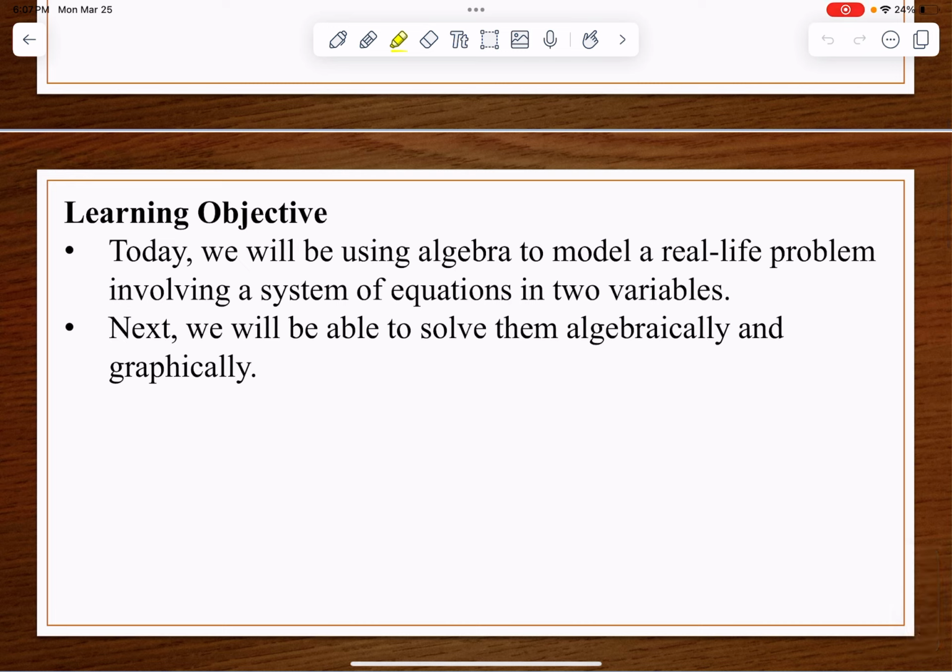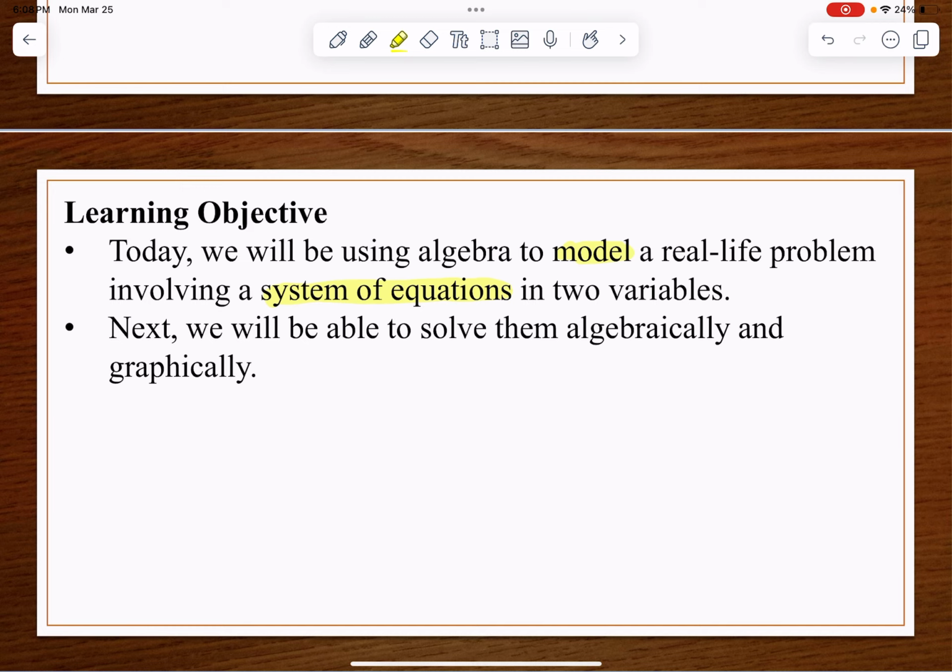Today's learning objective is that we'll be using algebra to model a real life problem involving a system of equations in two variables. Next, we'll be able to solve them algebraically and graphically. So first of all, we'll try to model the problem using variables, and then that will generate a system of equations. In this system, we'll have two variables involved, so that will create two equations.